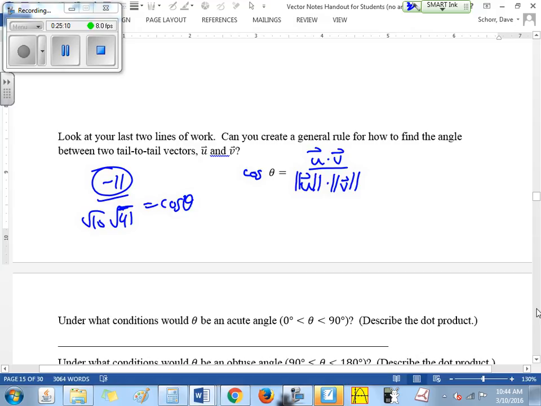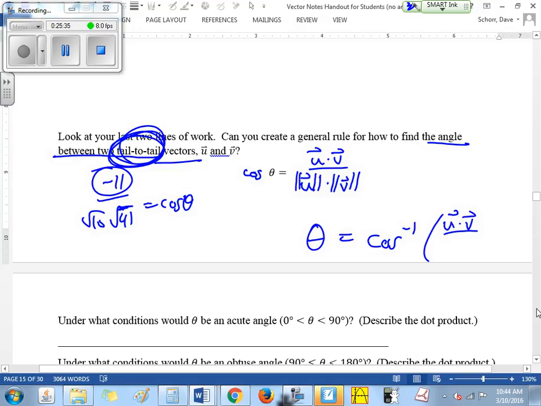Not very long. Square root of 1 plus 9, square root of 25 plus 16. That's not hard. So next time we're going to use this, and it's going to go a lot faster. No more law of cosines, folks. What is our generic formula? When you want to find the angle between two tail-to-tail vectors, just use this: inverse cos of u dot v over the magnitudes. I meant to write double bar u, double bar v.